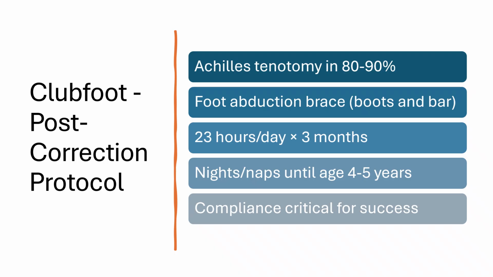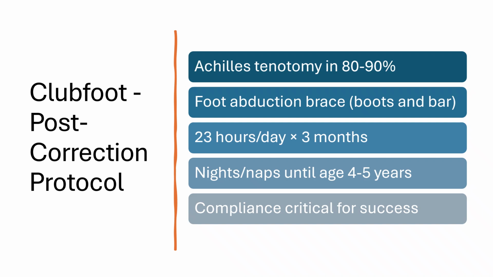Following tenotomy and final cast removal, the foot abduction brace becomes essential for maintaining correction. This device, consisting of boots connected by a bar, holds both feet in external rotation and dorsiflexion. The protocol requires 23 hours daily wear for 3 months, followed by nighttime and nap wear until age 4 to 5 years. Family compliance during this bracing phase determines long-term success because the foot will gradually return to its original clubfoot position without consistent bracing.